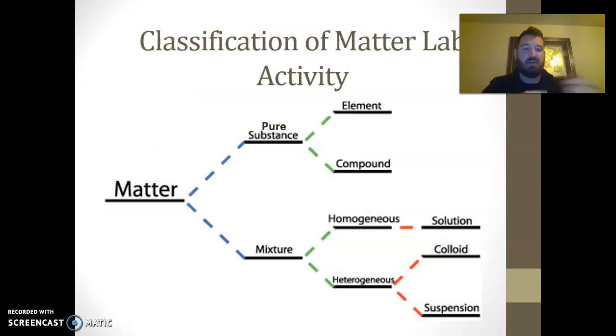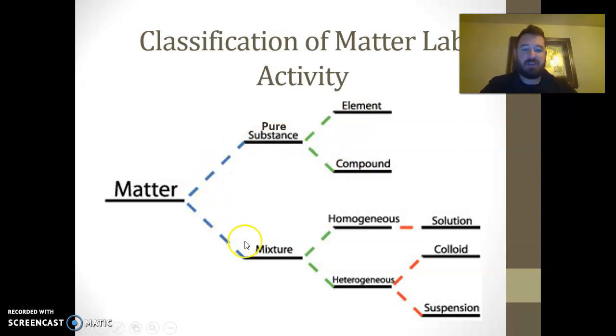All right, so just to run through this one more time, this is a very important diagram. We can categorize all forms of matter as either a pure substance or a mixture. We've talked already about elements and compounds. These are my pure substances. An element is one type of atom. We can have diatomic elements. And a compound is two or more different types of atoms chemically bonded together.